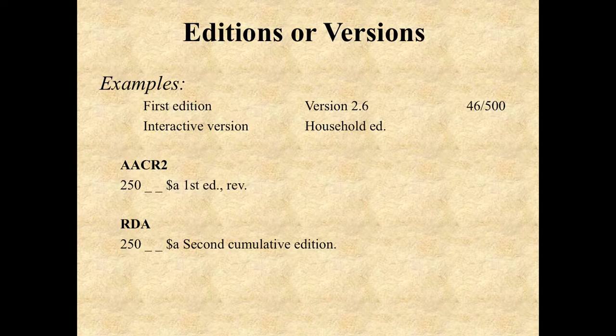In the two examples on the slide, you'll notice there's an AACR2 version and an RDA version. A big difference between AACR2, the old cataloging rules, and the new ones in RDA is that under AACR2, we would abbreviate edition statements. So in this case, edition and revised are both abbreviated. Whereas you see in the second case, under RDA, we transcribe it exactly as it's given on the resource.